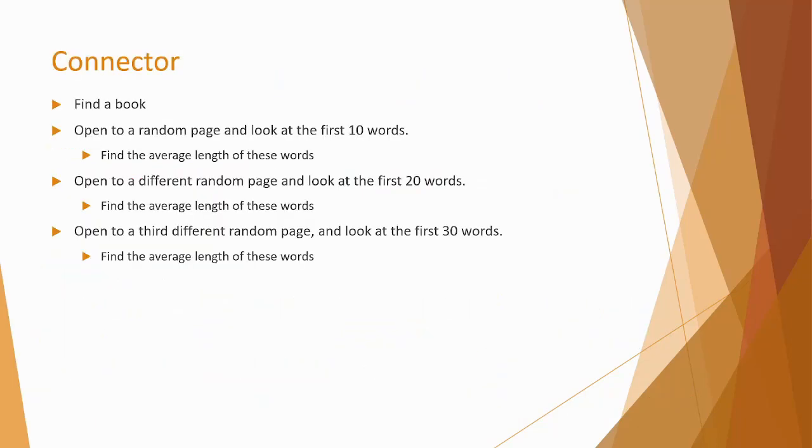For this video, I want you to find a book, open to a random page, and look at the first 10 words and work out the average of those 10 words. Then I want you to find a different page and work out the first 20 words and find the average for those ones. And then look at a third random page and look at the first 30 words and find the average length of those words.